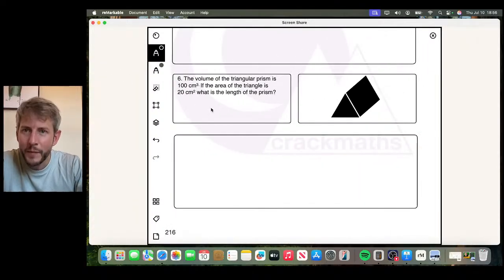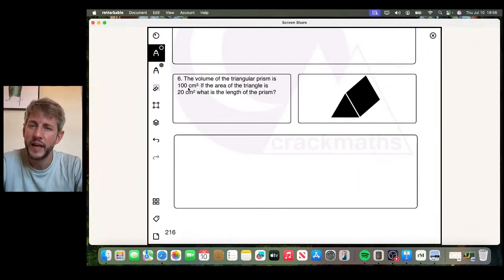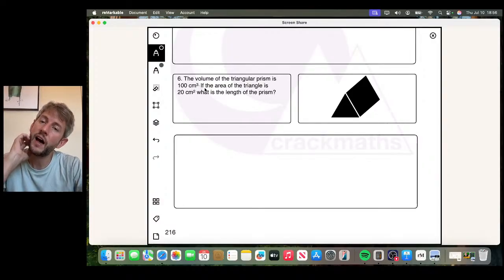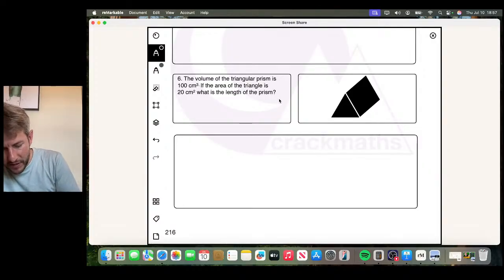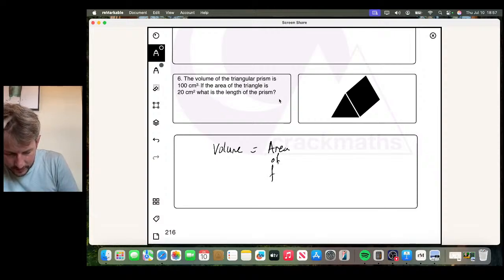So here we go, it says the volume of a triangular prism is, they've given us the volume already. The volume is 100 centimetres cubed. If the area of the triangle is 20 centimetres squared, what is the length of the prism? So the volume of a prism equals the area of the triangle, area of face, times length, okay? So this is for any prism.